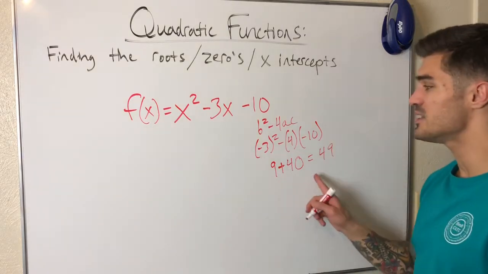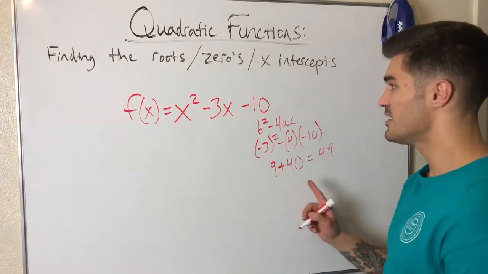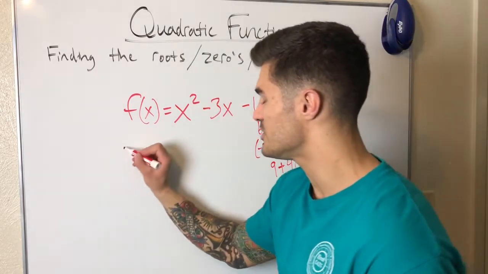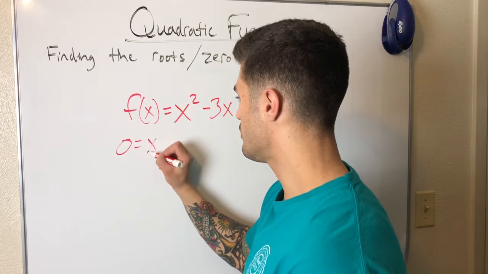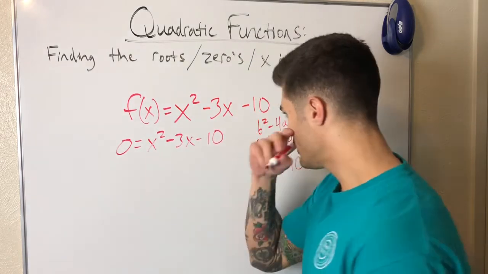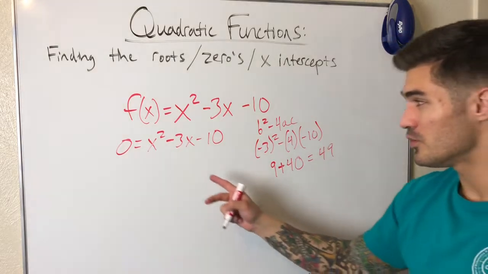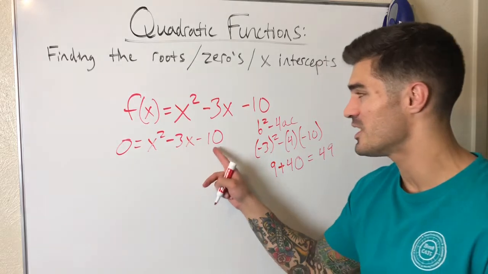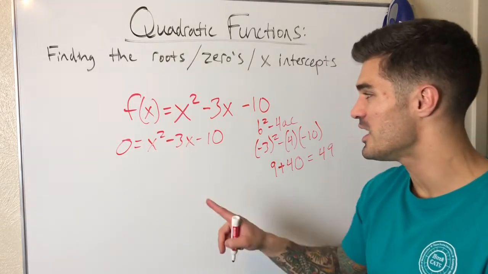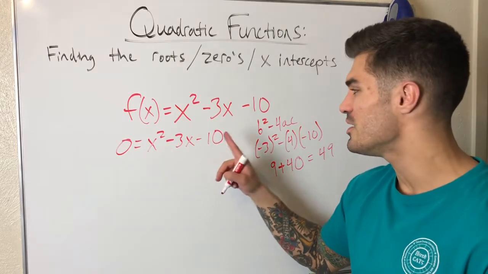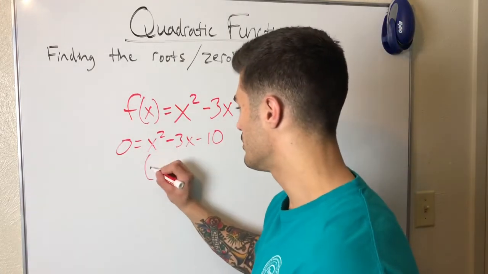Okay, so I have a positive discriminant. That means what? I have 2 roots, right? So if I set this equal to 0, I can solve, and I'll have 2 roots. So I'm going to set this equal to 0. I'm going to solve for my 2 roots, and I think I can factor this. I'm looking for 2 numbers that multiply together to be negative 10 and add together to be negative 3, and I believe that's going to be negative 5 and positive 2.